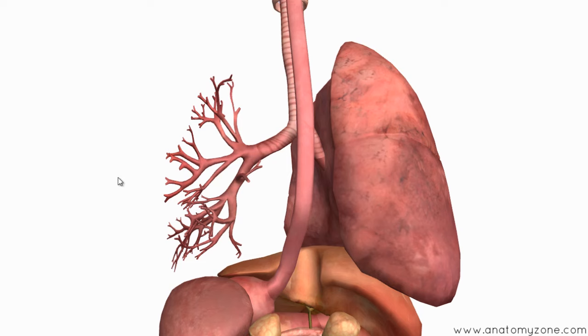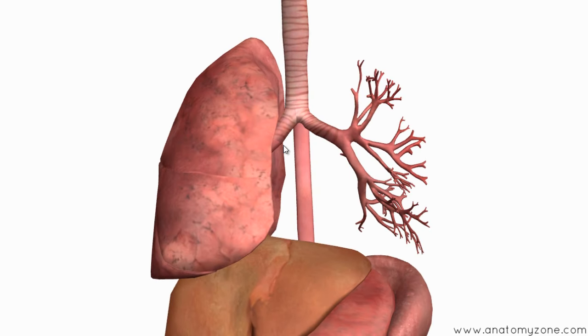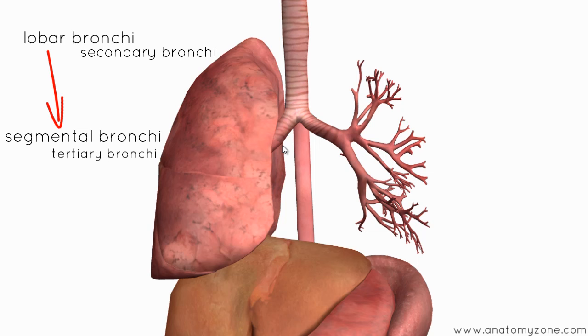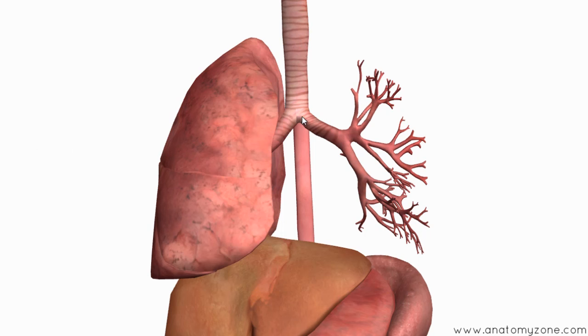So just coming back to the bronchi, once they've entered the lung, they divide further. They divide into lobar bronchi, which are also known as secondary bronchi, and then the lobar bronchi divide further into segmental bronchi. So you've got the trachea dividing into the primary bronchus, a right and left primary or main bronchus. Then the primary bronchi divide into lobar bronchi, which are known as secondary bronchi, and the secondary bronchi divide into tertiary bronchi, which are segmental bronchi.